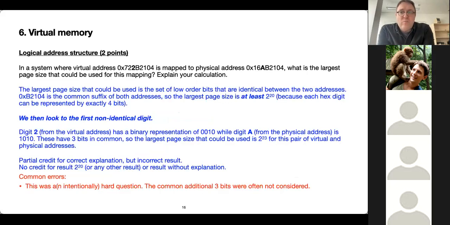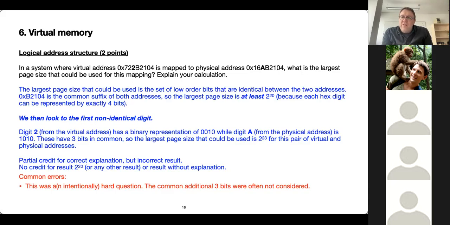And then we had a question which was a bit more tricky, and I admit that was an intentionally hard question. We said in a system where we have a virtual address 722B2104, and this is mapped to a physical address 16AB2104. The question was, what is the largest page size that could be used for this mapping? So essentially, in other words, what is the largest page size that could exist in a computer system? So we could implement a mapping like this.